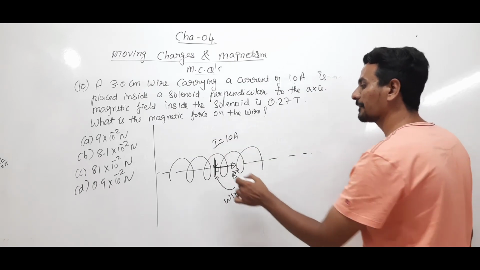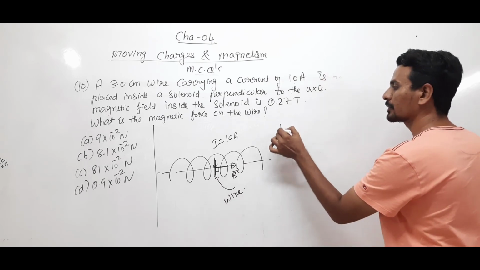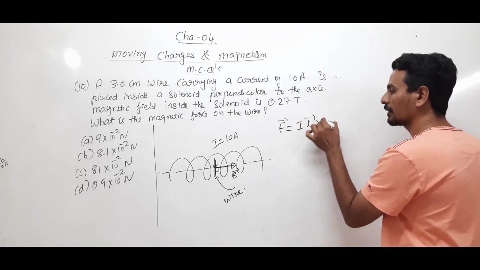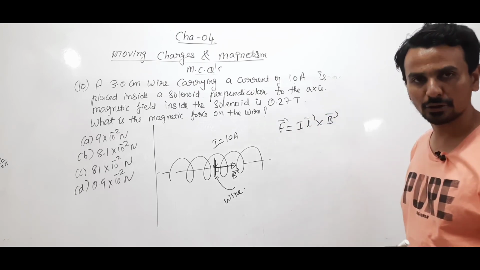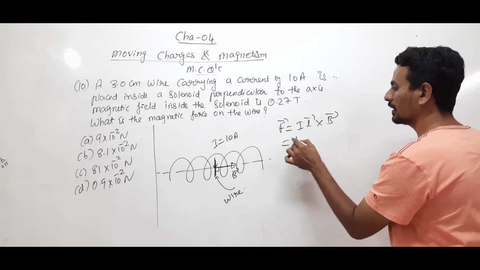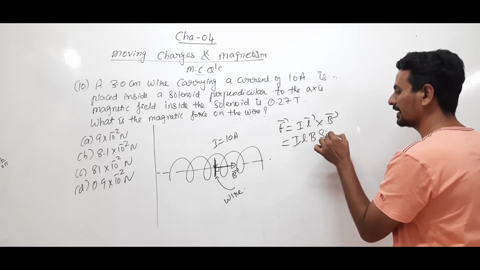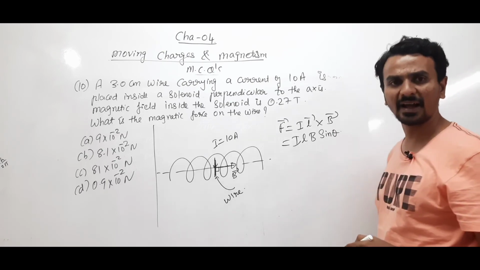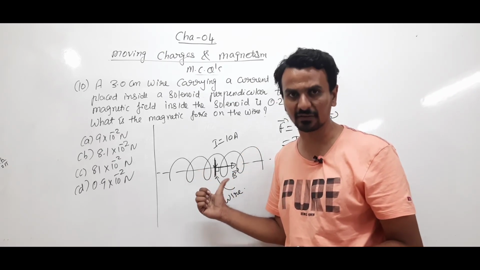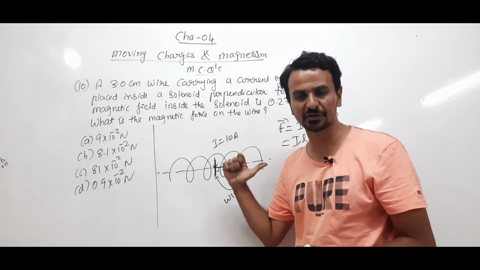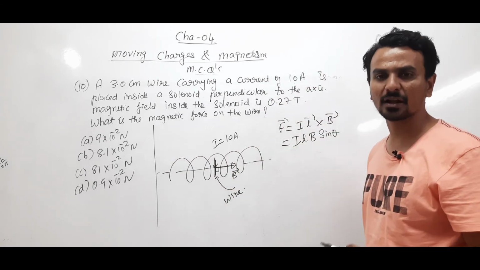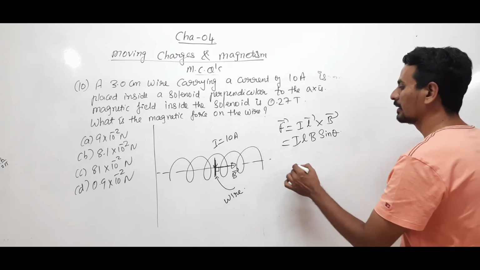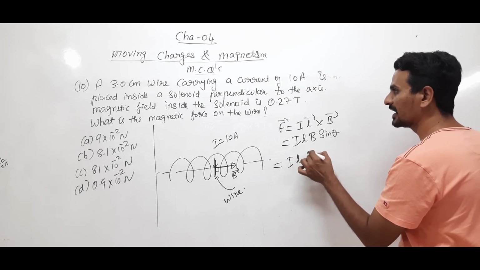So we need to calculate the force acting on the wire. The force on a current carrying wire placed in a magnetic field is always IL cross B, right? So this will be equal to ILB sine theta. Theta here is 90 because the wire is placed perpendicular to the axis. That means the magnetic field will be in this direction, and the wire is placed this way. So the angle between IL and B is 90 degree. So this will be ILB.